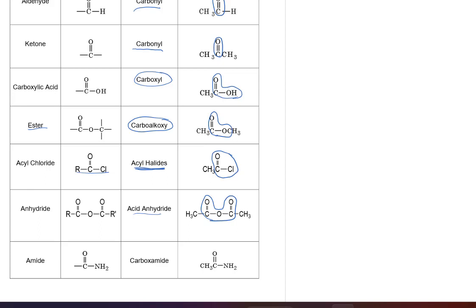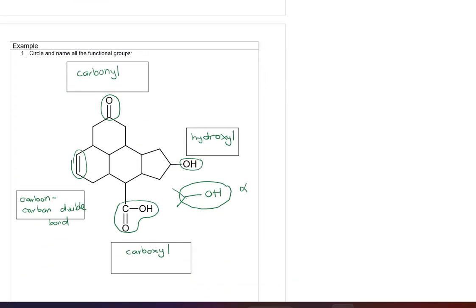And then the last one is amide. The name of the functional group is carboxamide. So you only need to circle C double bond O along with N. Okay, so we look at example. Circle and name all the functional groups. When you want to circle, make sure you circle correctly. Okay, so for example, OH here.